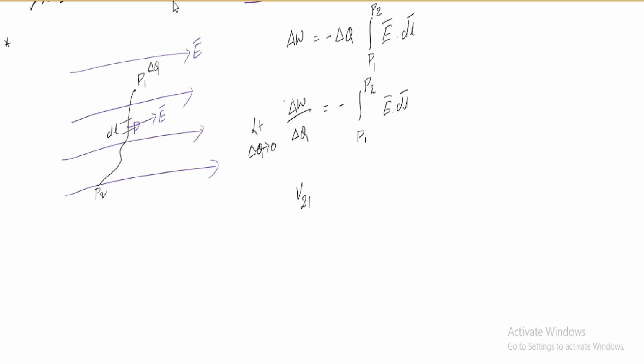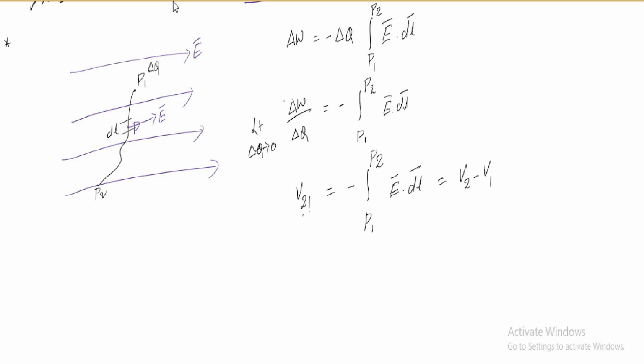Here we are moving a charge from point 1 to point 2. So that is given as V21 = -∫ from P1 to P2 E·dL. Got my point? Here the work done per unit charge is nothing but your potential difference. This V21 can be written as V2 minus V1.